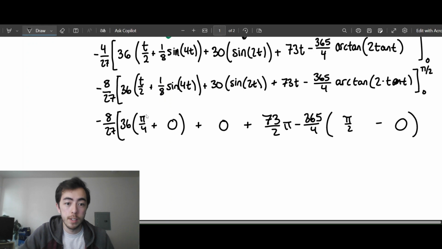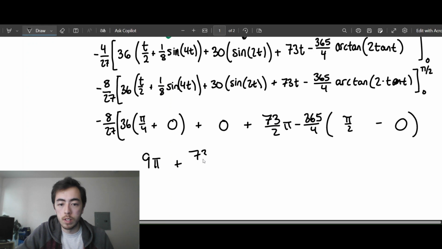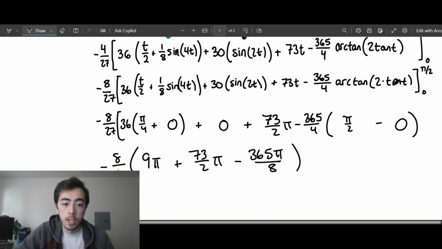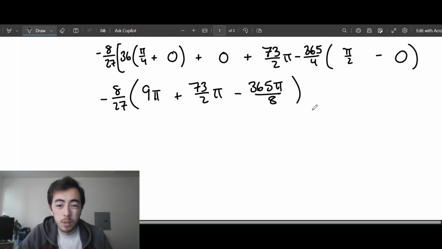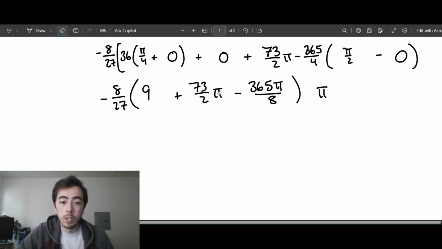Do a little bit of arithmetic. Let's see. So this pi over 4 times 36 will become a 9 pi. That's still a 0. This, I guess, is just 73 halves pi. This one's a little bit weird. I guess I'll call it minus 365 pi over 8. And then all of this is going to be multiplied by a negative 8 over 27. I really don't want to do all this arithmetic myself, so let's just pull out a pi. I will do a little bit of calculator stuff, and I'll let you know what all of these values add up to.